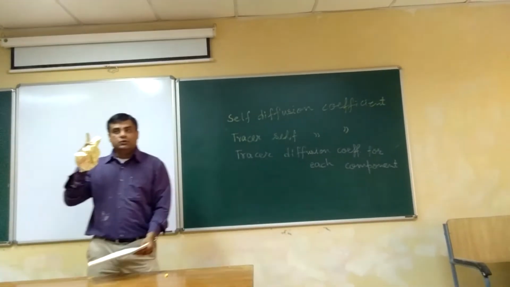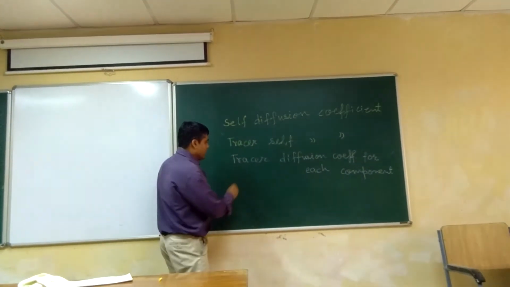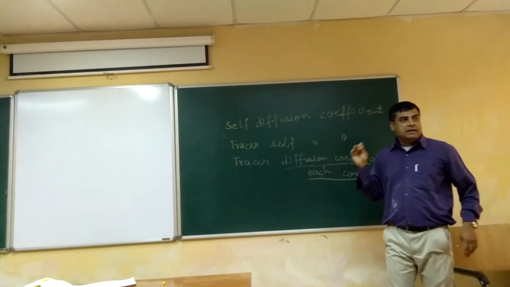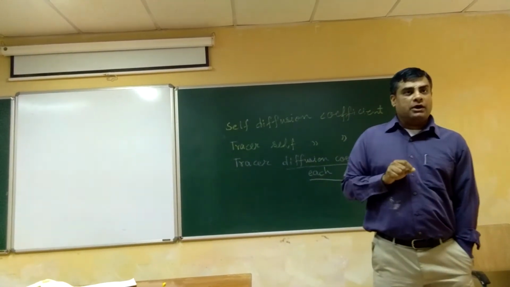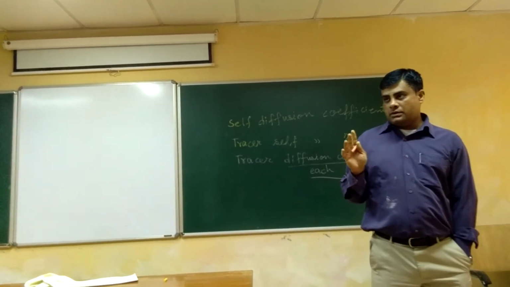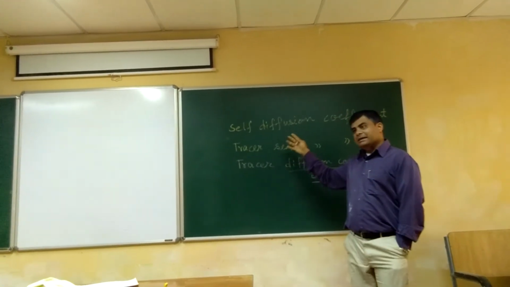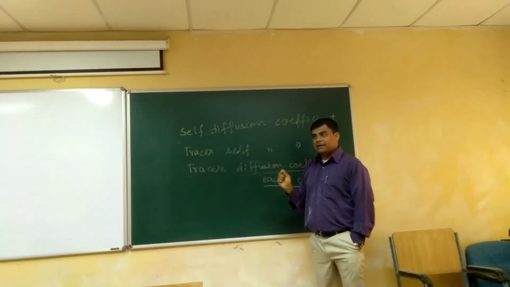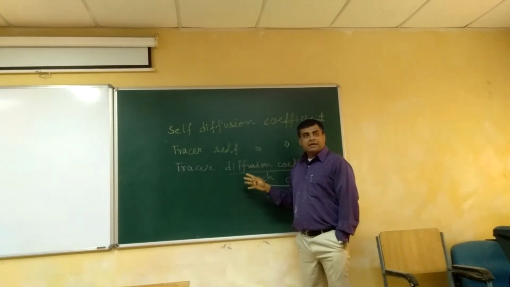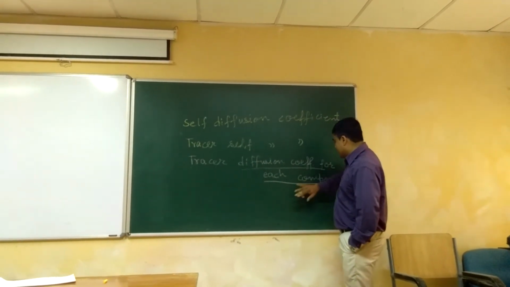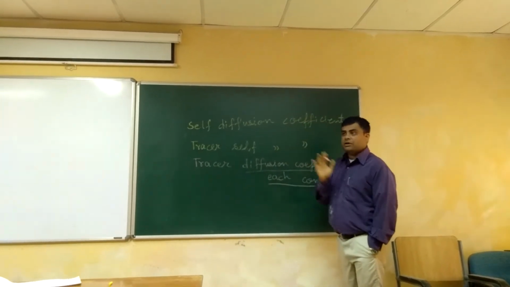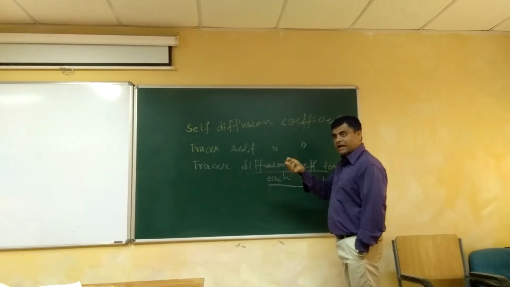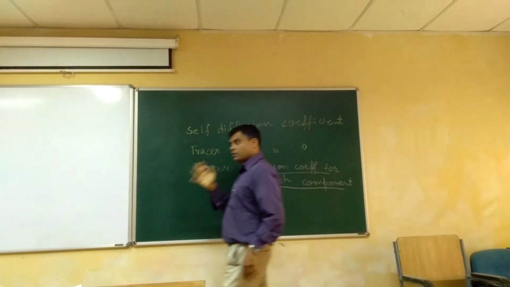But when it is an alloy, one thing is that it is for each component, but this diffusion coefficient is also a function of the composition of that alloy. In a pure metal, there is nothing called composition, so it is the self diffusion coefficient of that particular element. Now in an alloy, it is the self diffusion coefficient of that particular element for a particular composition. This corresponds to two things: one for that element and one for a particular composition of that alloy.